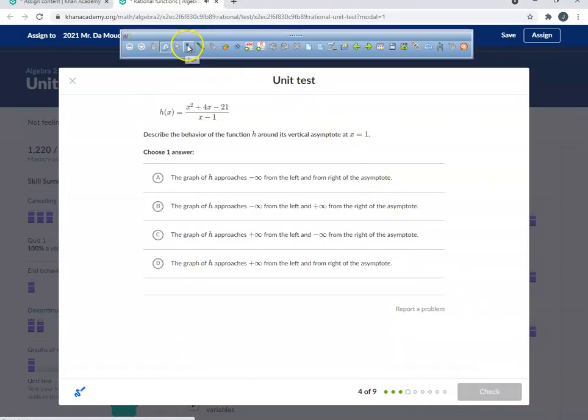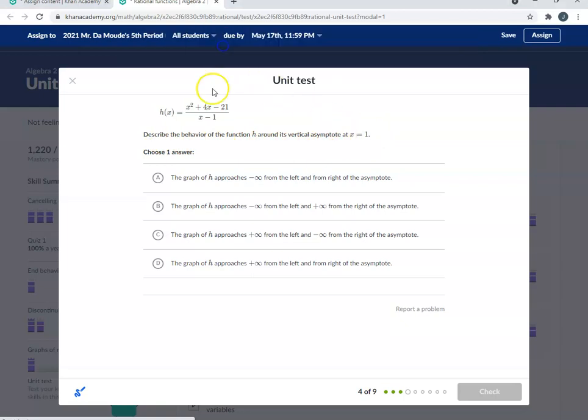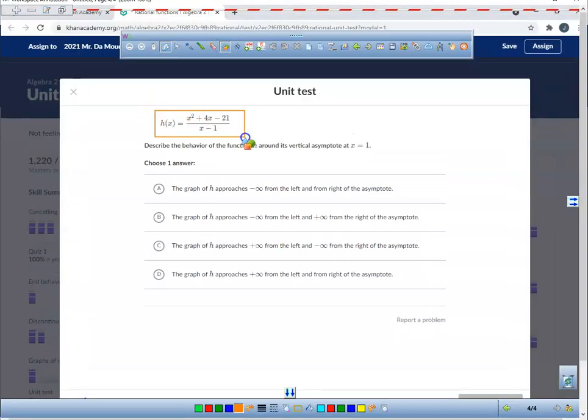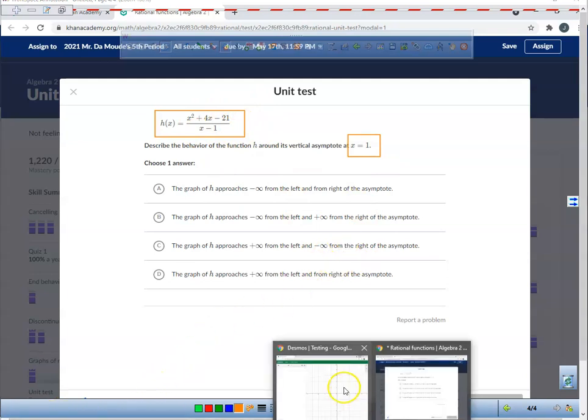Okay. Now, this one, what we're going to do is describe the behavior of the function around its vertical asymptote at x equals 1. So what I'd like you to do is write this down. And then we're going to type it into Desmos together, and we'll explain what the answer is after you write it down. Okay? All right, so we go over here to Desmos.